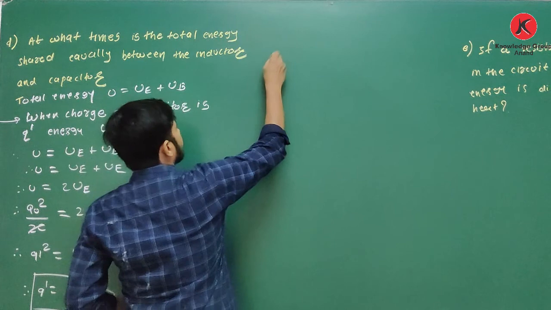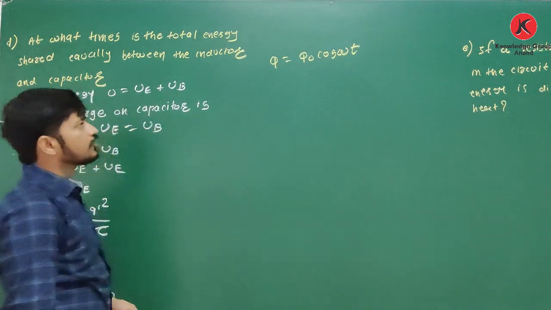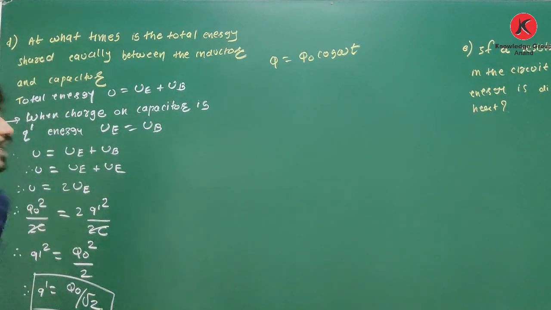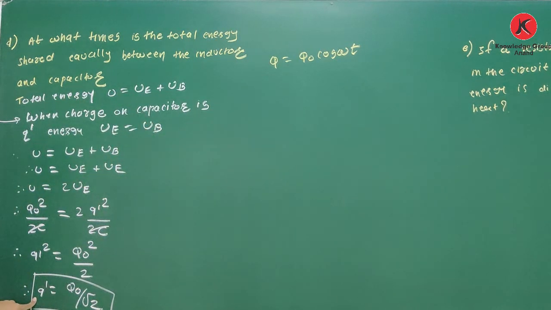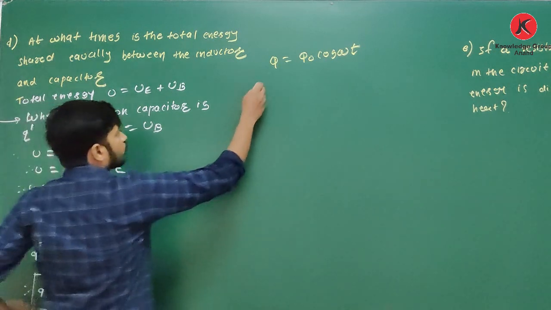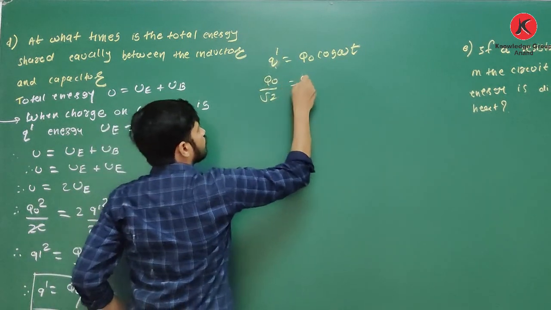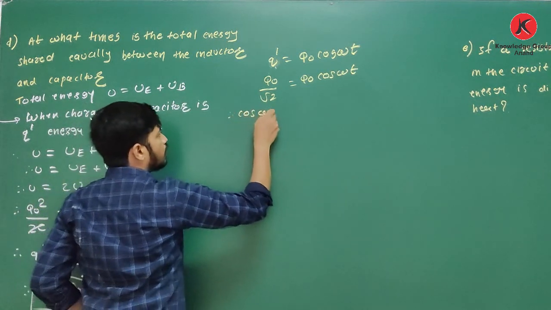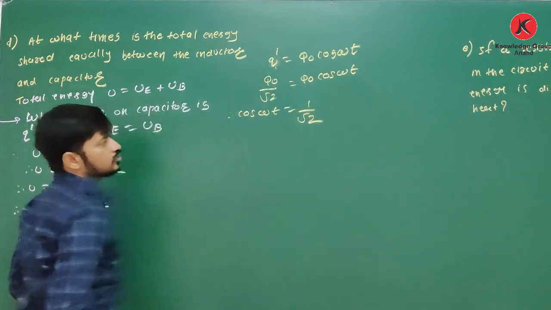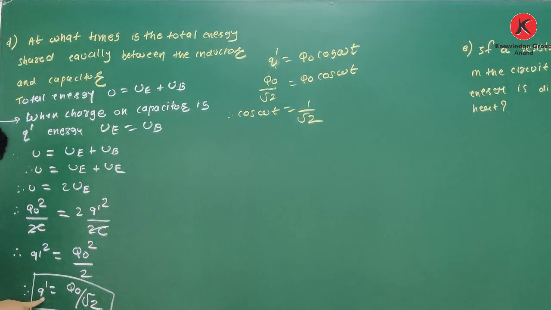Now, equation of charge, that is Q is equal to Q0 cos omega t. Now I have to put the value of Q. What is charge on capacitor when energy is equally shared? Q dash, that is Q0 upon root 2. So Q dash is equal to Q0 cos omega t. Therefore cos omega t is equal to 1 upon root 2. So what is the conclusion? Whenever cos omega t is equal to 1 upon root 2, at that time Q is equal to Q0 upon root 2, and at that time energy is equally shared.